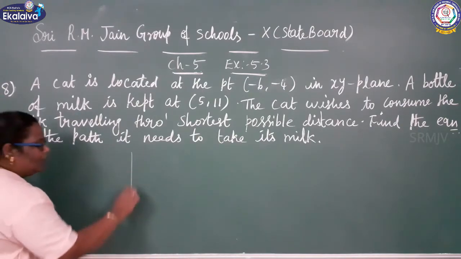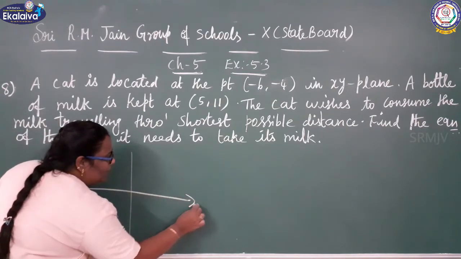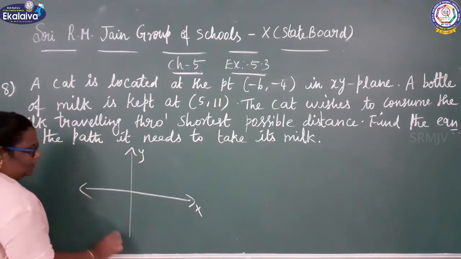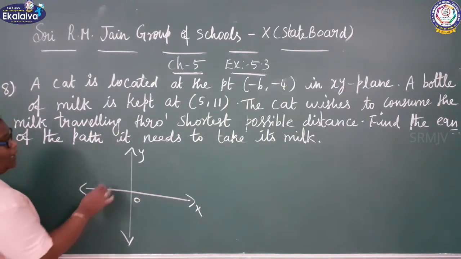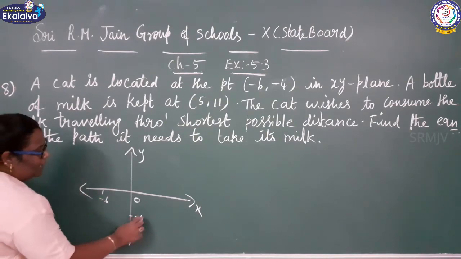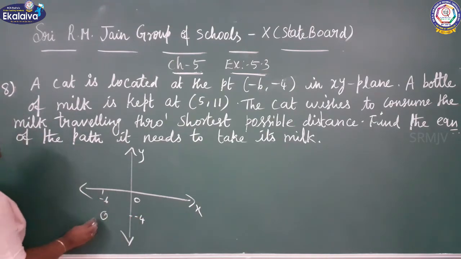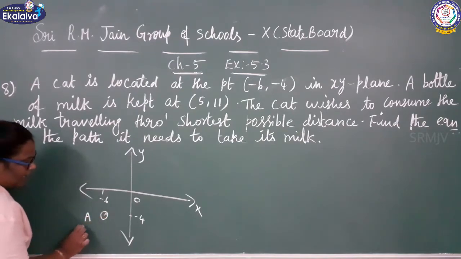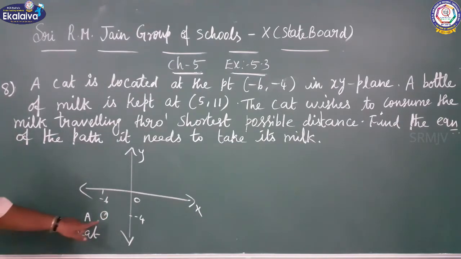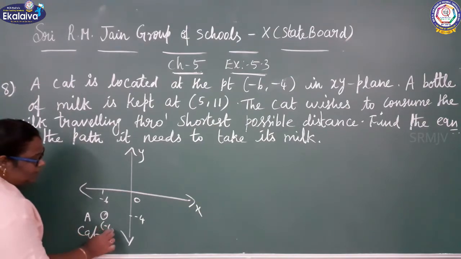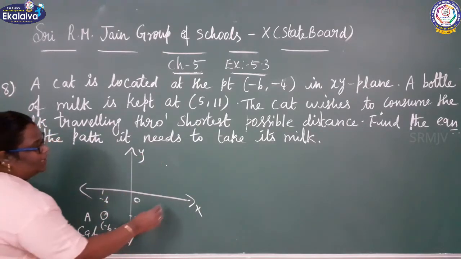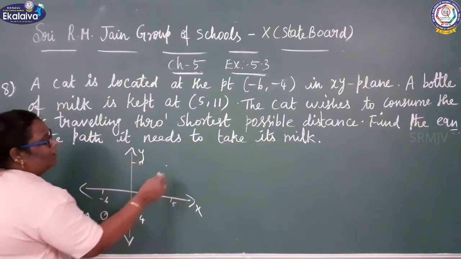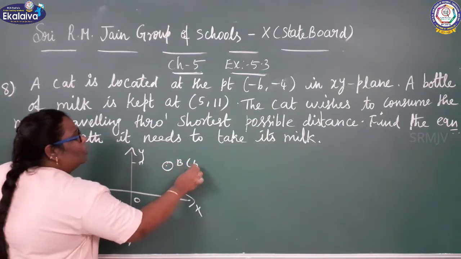See here, in the xy plane, x-axis, y-axis, origin. A cat is located here, in this place, minus 6 comma minus 4. Then a milk bottle is kept in this first quadrant, 5 comma 11. Bottle, milk bottle.